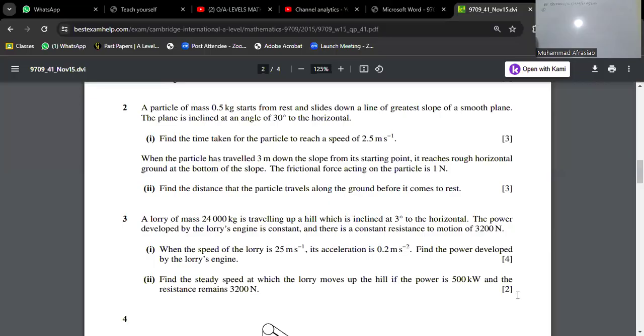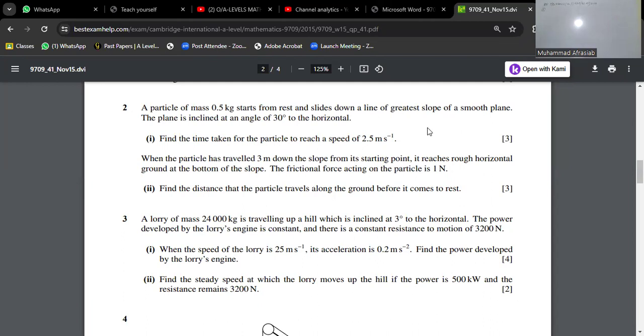A particle of mass 0.5 kg starts from rest and slides down a line of the greatest slope of a smooth plane. The plane is inclined at an angle of 30 degrees to the horizontal. Find the time taken for the particle to reach a speed of 2.5 meters per second. When the particle has traveled 3 meters down the slope from the starting point, it reaches a horizontal surface ground at the bottom of that slope. There is a frictional force acting on that particle which is 1 Newton. Find the distance that the particle has traveled along the ground when it comes to rest.